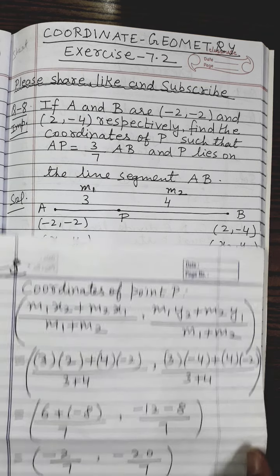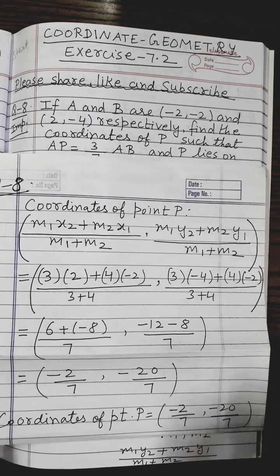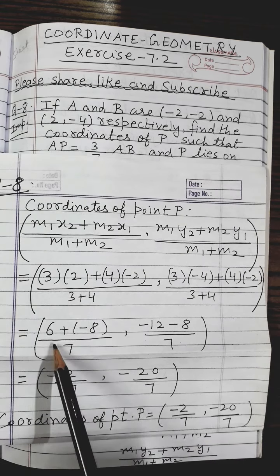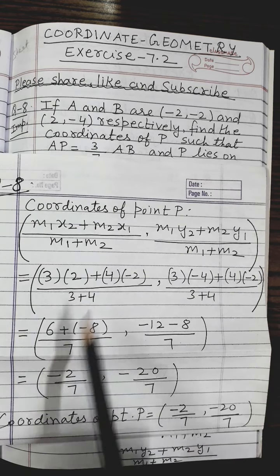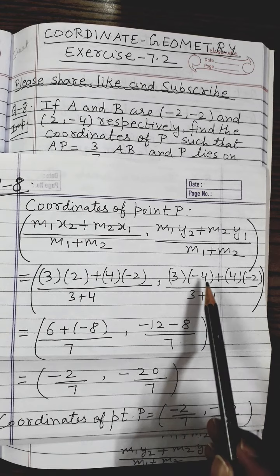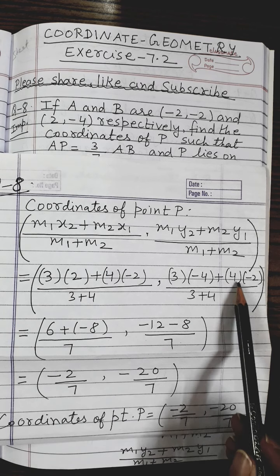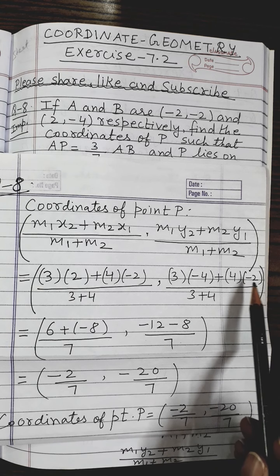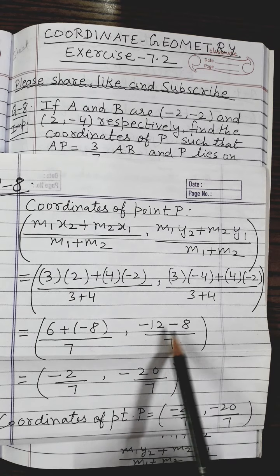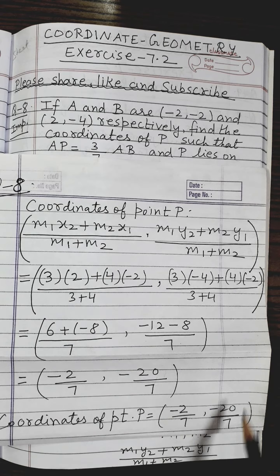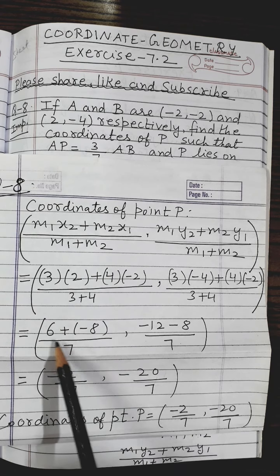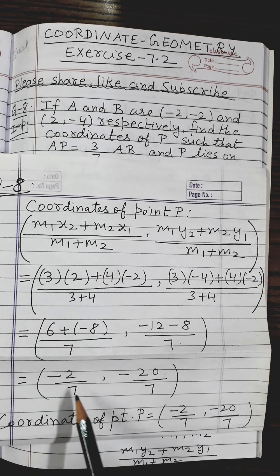Now I have to do the calculation. In the next step you can see 3 into 2 gives you 6, plus 4 into -2 gives you -8. The denominator gives you 7. This is 3 into -4, that is -12. 4 into -2 will give you -8. So plus minus will become minus. So -12 -8 upon 7. Now simply subtract them. 6 minus 8 gives you -2 and divide by 7. This gives you -20 upon 7.